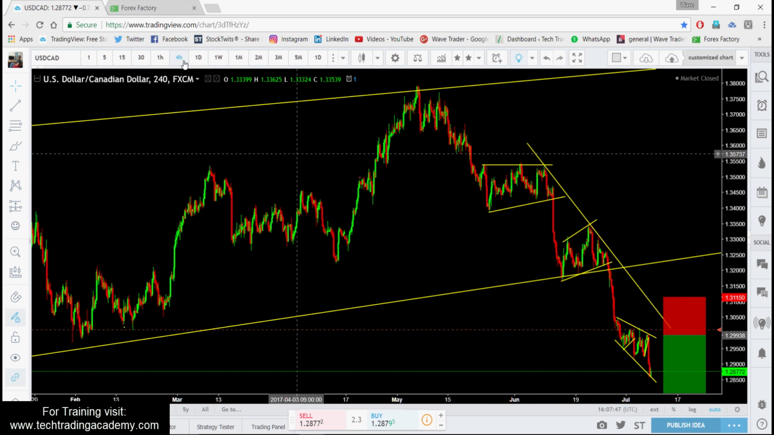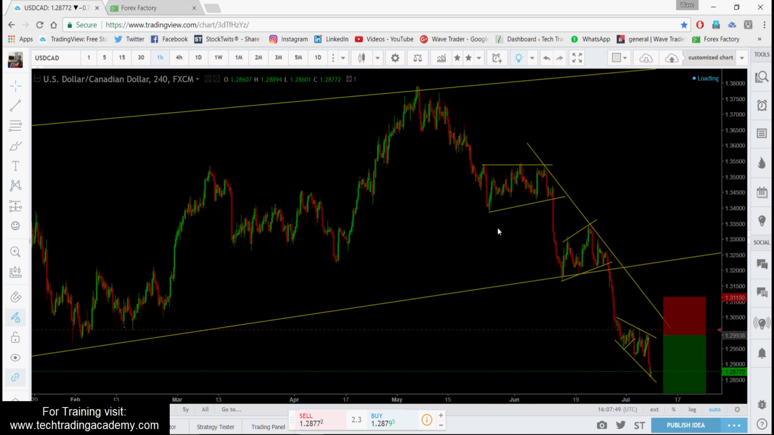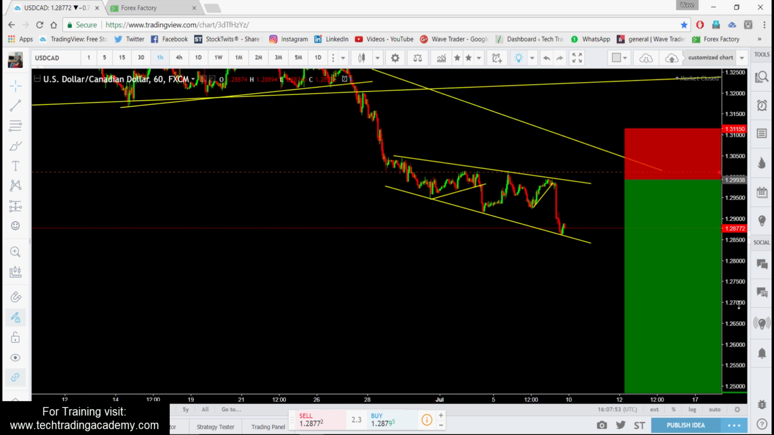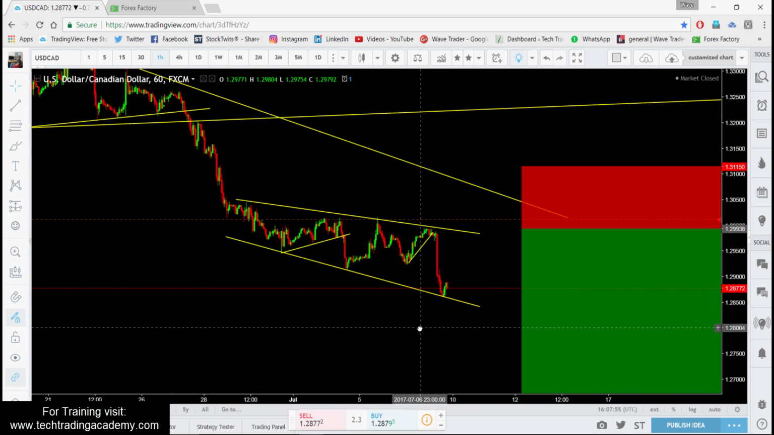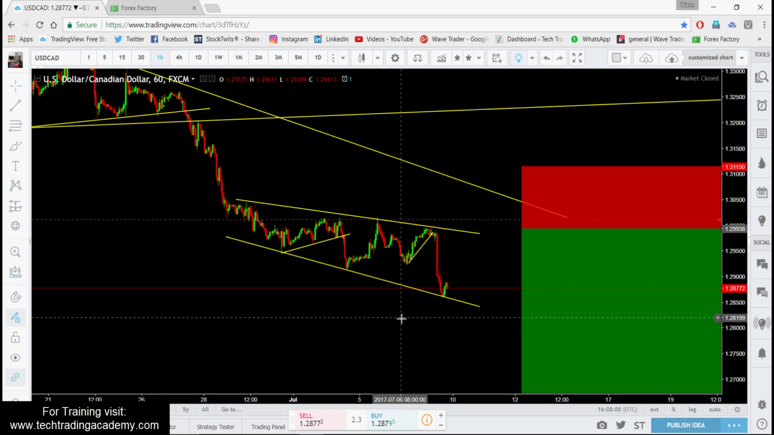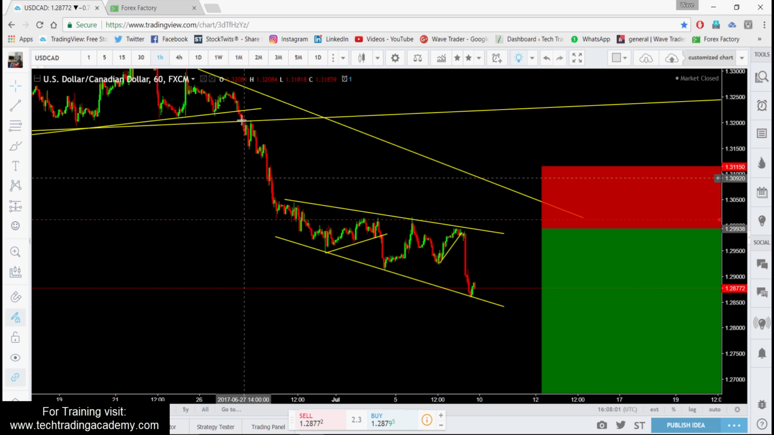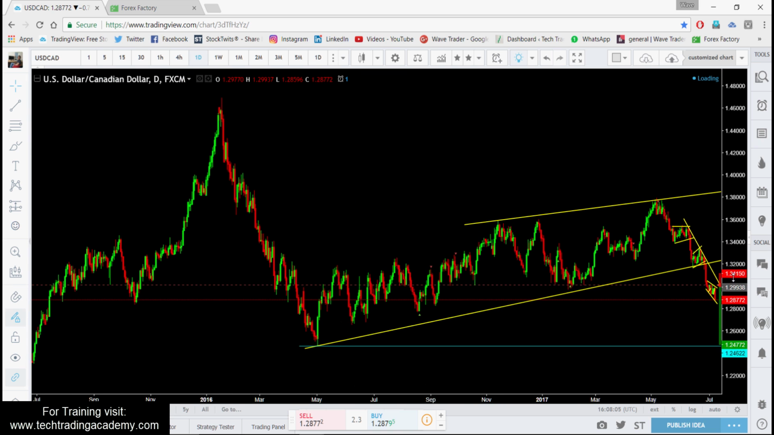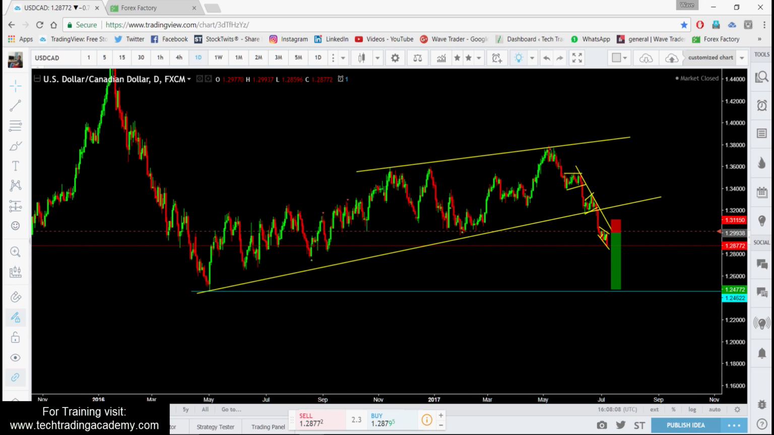USD CAD formed a continuation pattern which we were anticipating last week, either impulse or continuation pattern formation. So we have seen continuation pattern formation. We haven't seen the impulse from the bottom. So what possibility we are having currently on this pair? We can see further push to the downside of that trend up to this area.